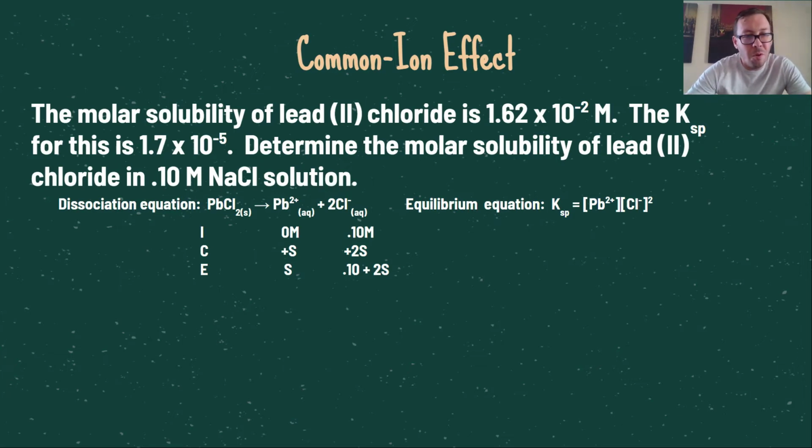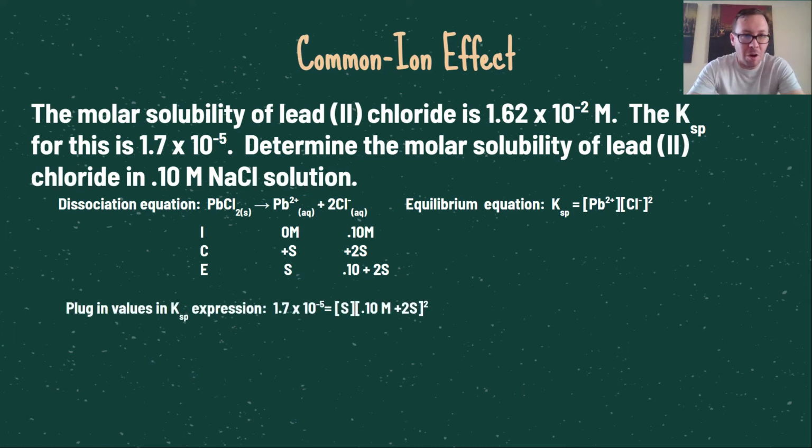And just like what we've done before, for our change, we're going to add S for our lead ions, and we're going to add 2S for our chlorine ions, because PbCl2 will dissociate into 1 lead ion per 1 PbCl2 and 2 chlorine ions per 1 PbCl2. So we end up with these values. Now that we have these values, we can plug this into our equilibrium expression where our Ksp is equal to the concentration of Pb at equilibrium times the concentration of Cl at equilibrium squared.